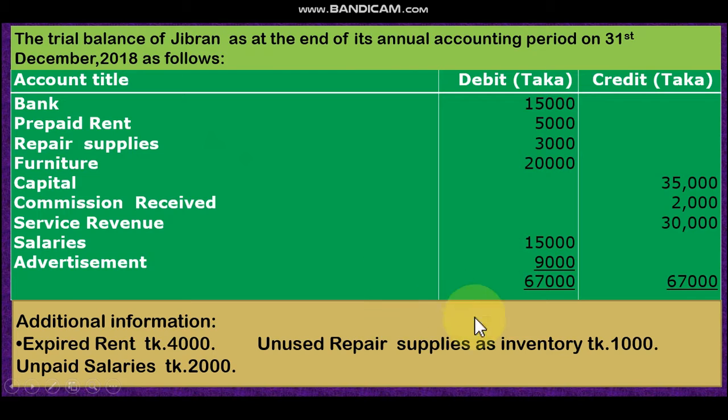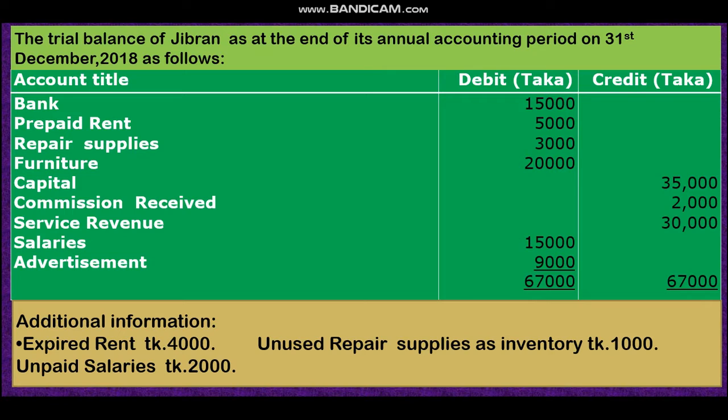Then the second journal is unused repair supplies as inventory 1,000. Look at, we have repair supplies, this is our asset, and it is 3,000, and yet unused 1,000. That means we have expired supplies expenses, how much? 2,000. Supplies expenses 2,000. So dear student, the journal will be supplies expenses debit, repair supplies credit.